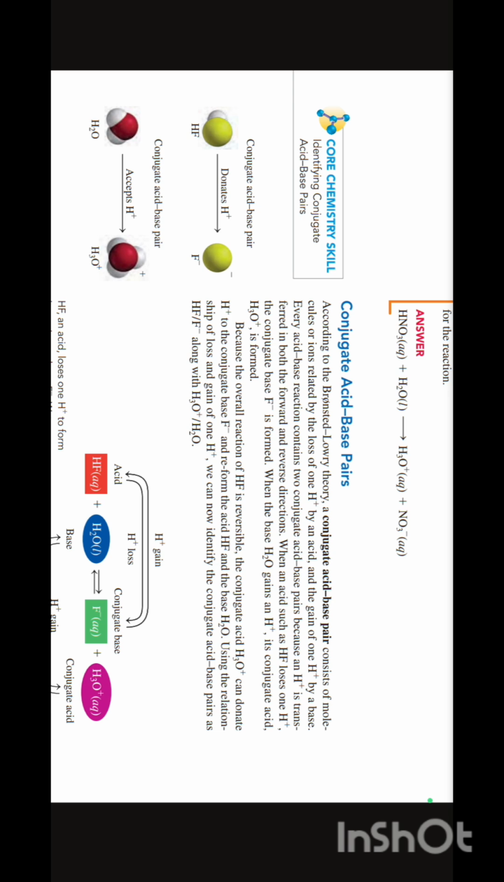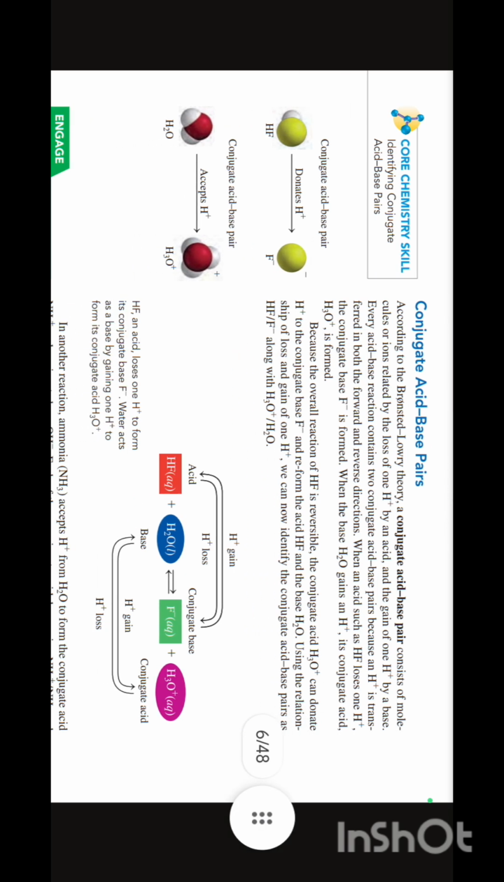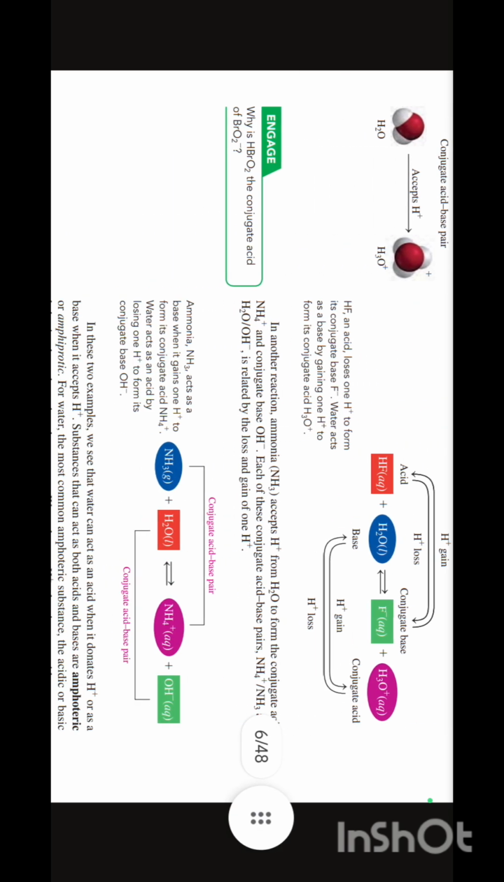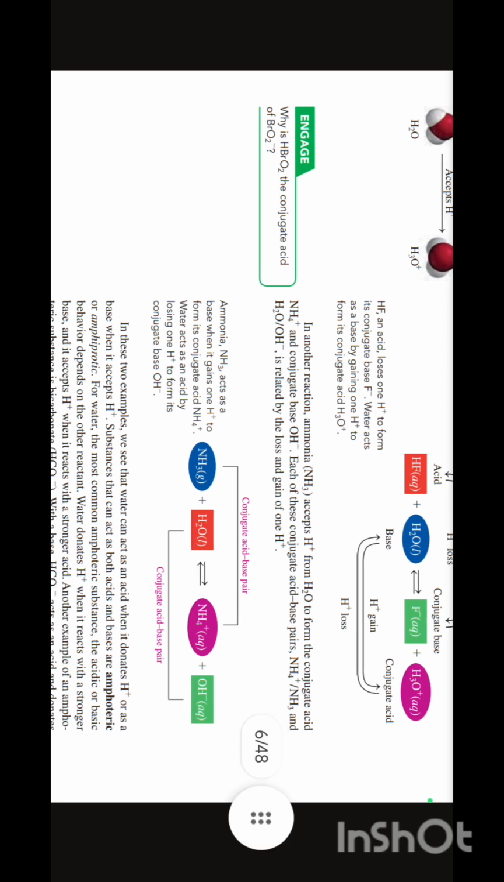Because the overall reaction of HF is reversible, the conjugate acid H3O+ can donate H+ to the conjugate base and reform the acid HF and base H2O. Using the relationship of loss and gain of one H+, we can identify the conjugate acid base pairs of HF by F- along with H3O+ by H2O. In another reaction, ammonia NH3 accepts H+ from H2O to form a conjugate acid NH4+ and conjugate base OH-. Each of these conjugate acid base pairs, NH4+ by NH3 and H2O by OH-, is related by the loss and gain of one H+.